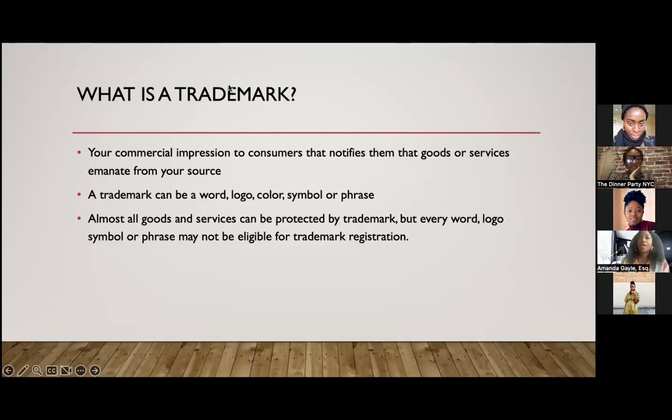All right. Okay. So let's move on to trademarks because I want to make sure I'm respecting the time here. And then we have time for more questions at the end too. So let's talk about trademarks.